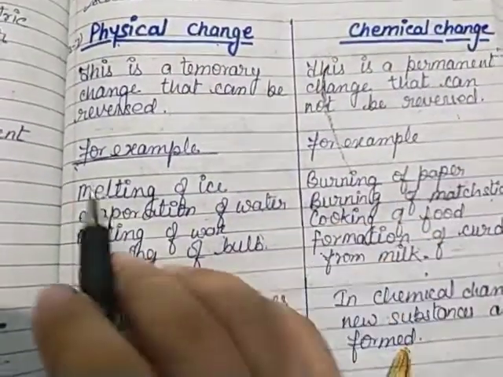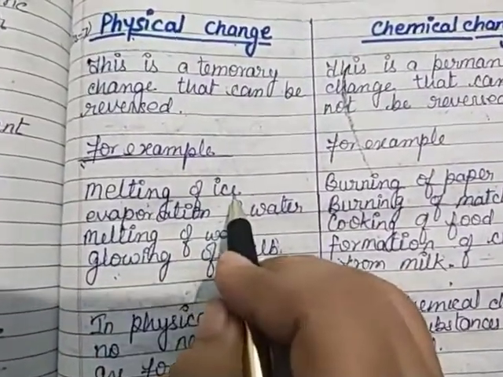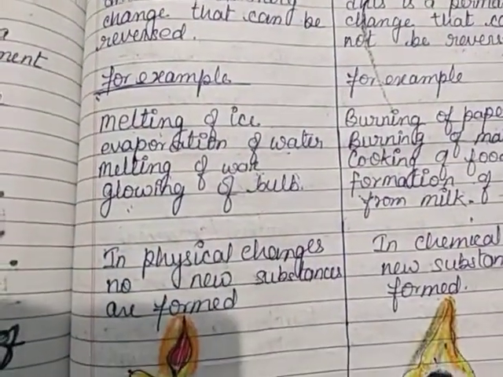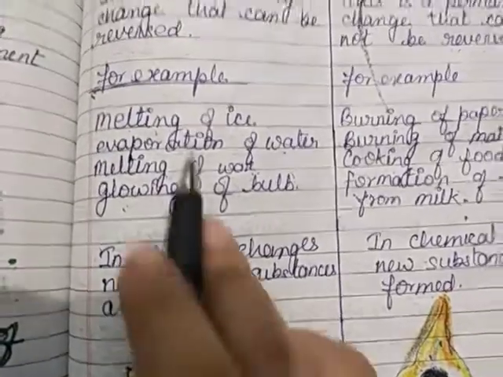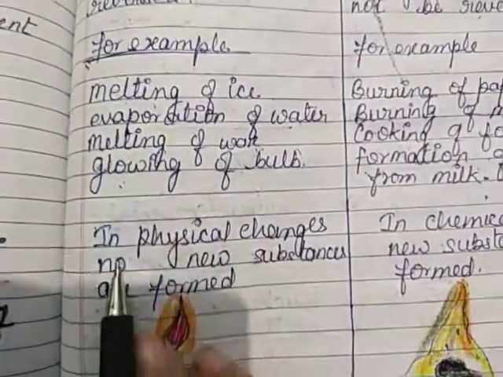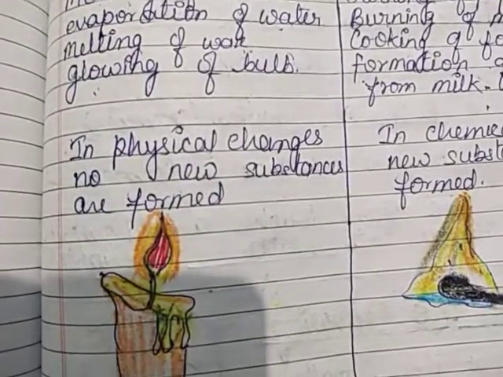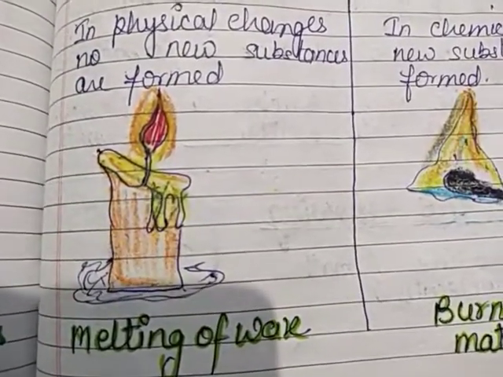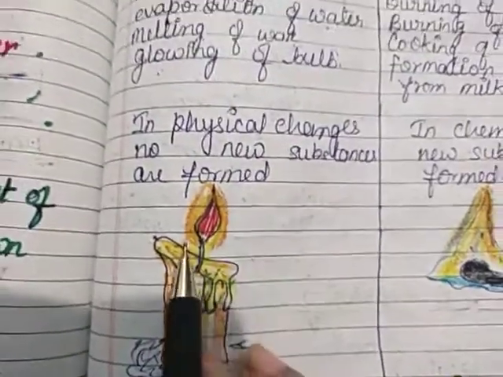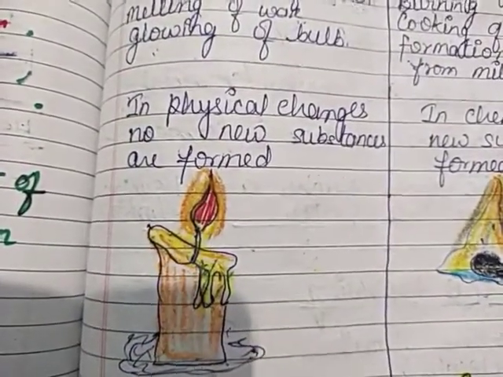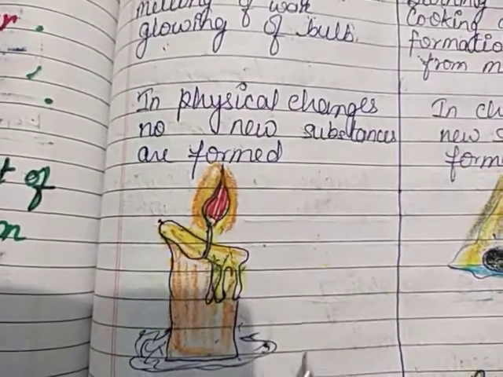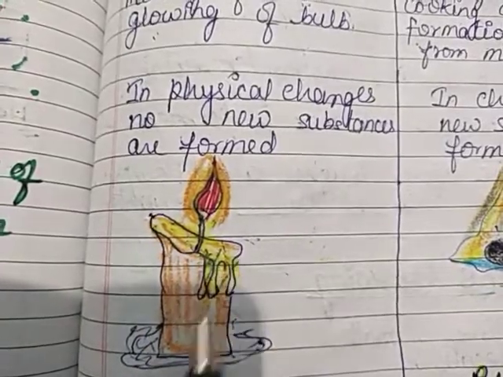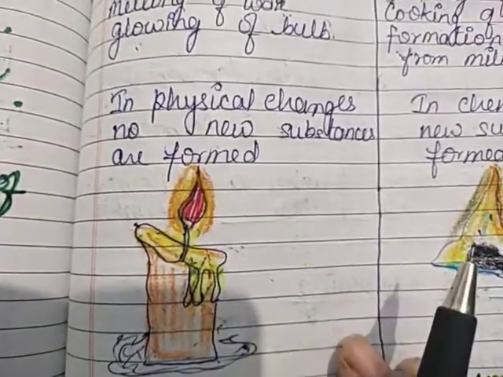Okay. For example, melting of ice, evaporation of water, melting of wax, glowing of bulb. These are the example of physical changes. In physical changes, no new substances are formed. See the picture. Melting of wax. No new substances are formed. Here the wax, the candle is burning candle is there. जो wax है वो melt हो रहा है and we are not getting the new product. जलने के बाद कोई new product नहीं मिल रहा.